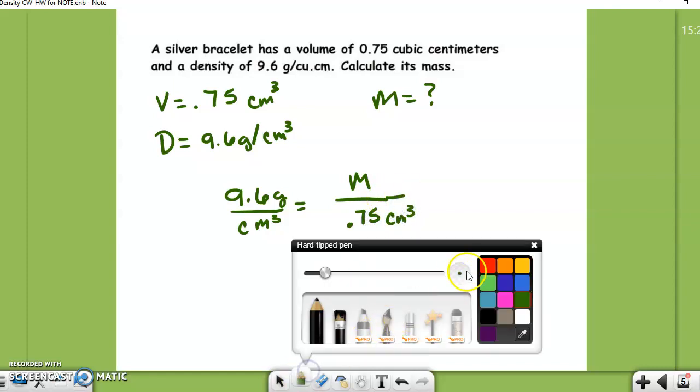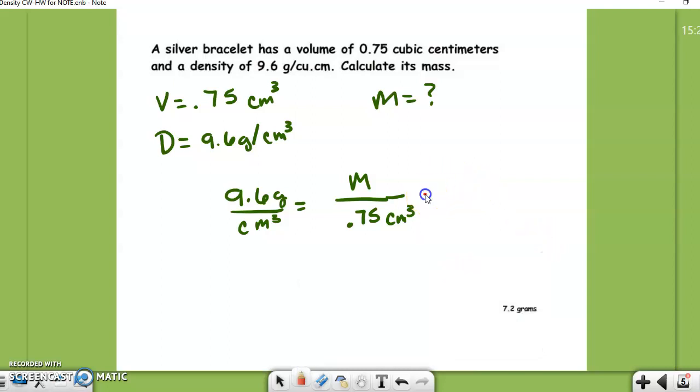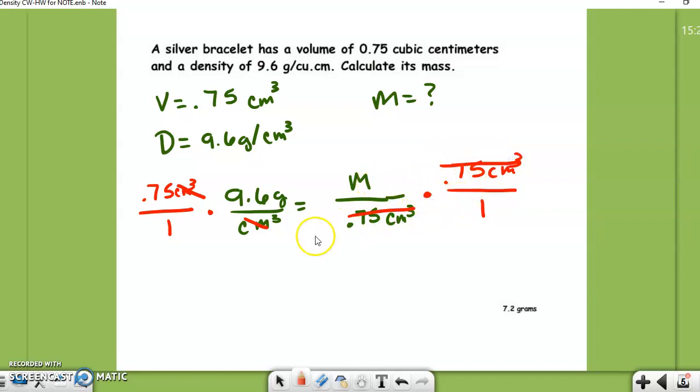Now I'm going to multiply both sides of my equation by 0.75 centimeters cubed over 1. Look at what cancels. So mass times 1 over 1 is just going to be mass. And then I'm going to multiply my 0.75 times my 9.6. I get 7.2 grams equals the mass.